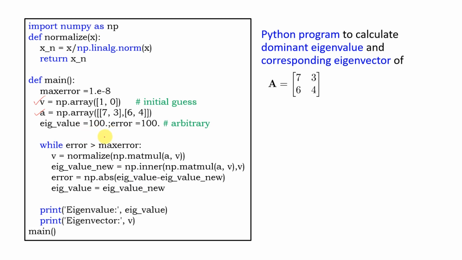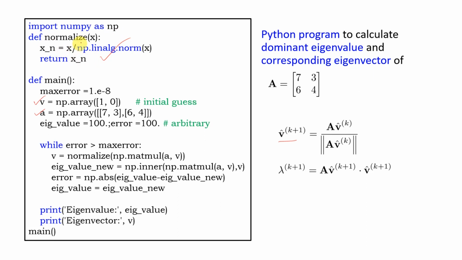So what I am doing is that as long as this error is greater than this max error, I am taking this A dot V. Remember that this is the algorithm: V is AV divided by the norm of AV. So np.matmul is the matrix multiplication between A and V. This is the AV, and I am normalizing this AV. To normalize, I am using this function.